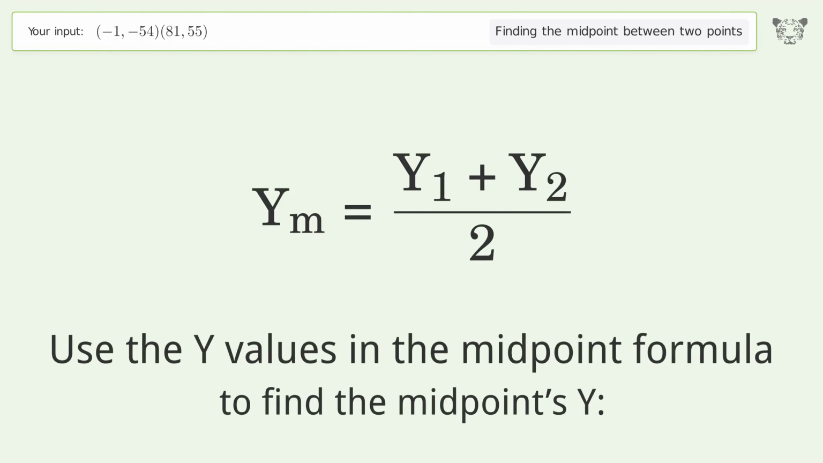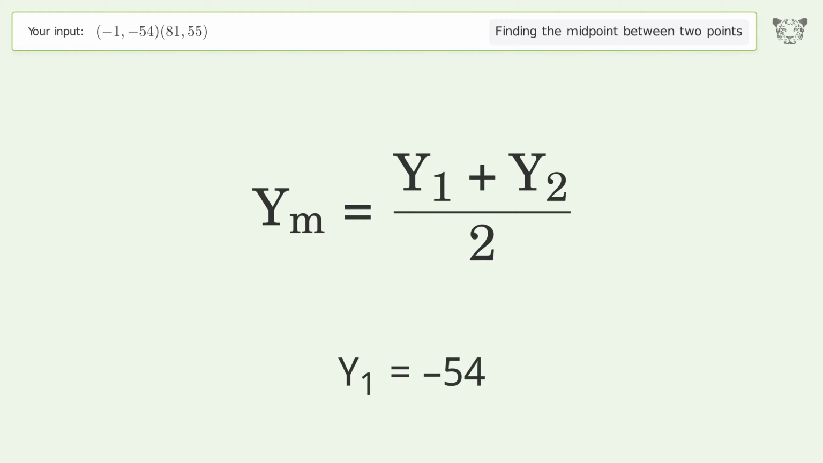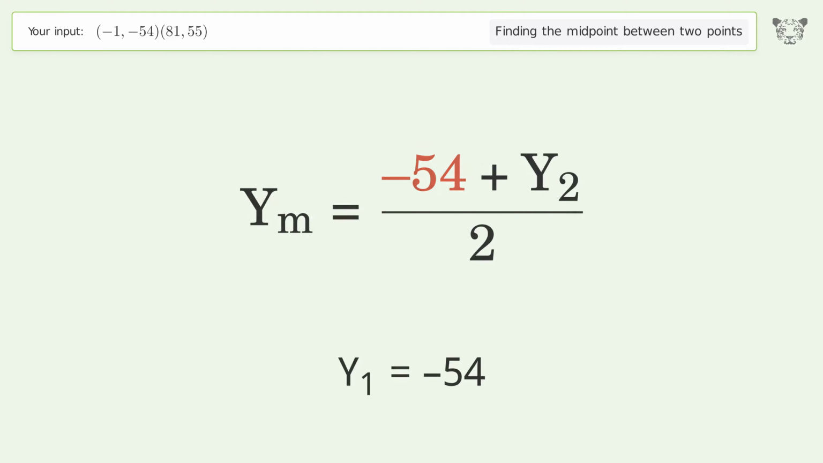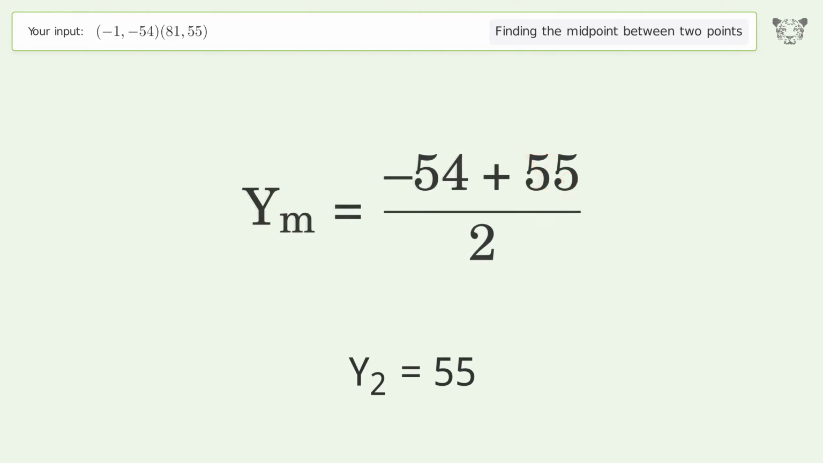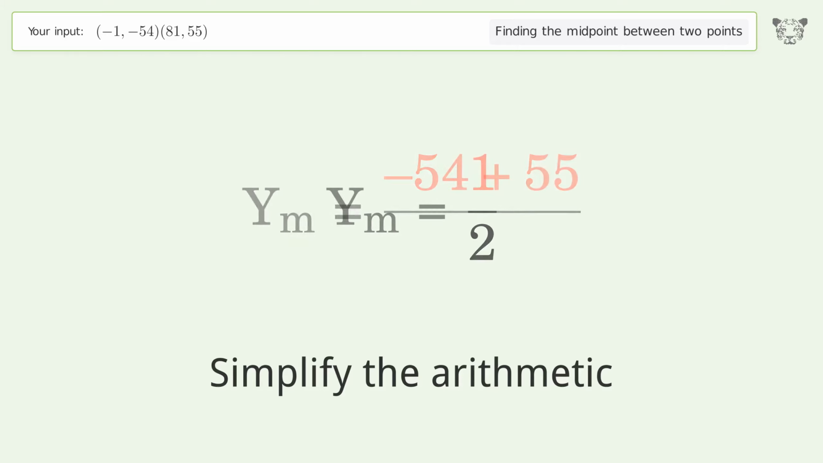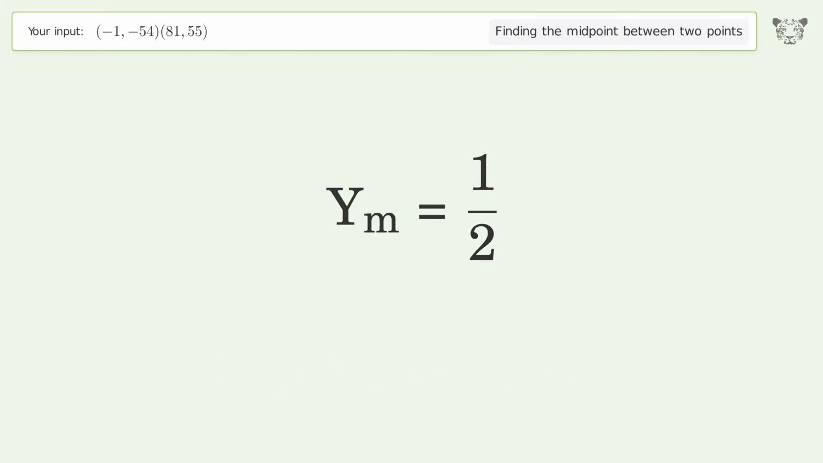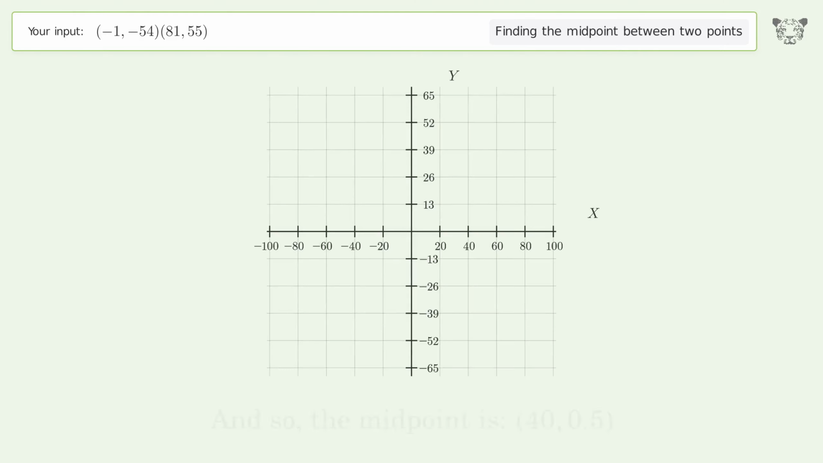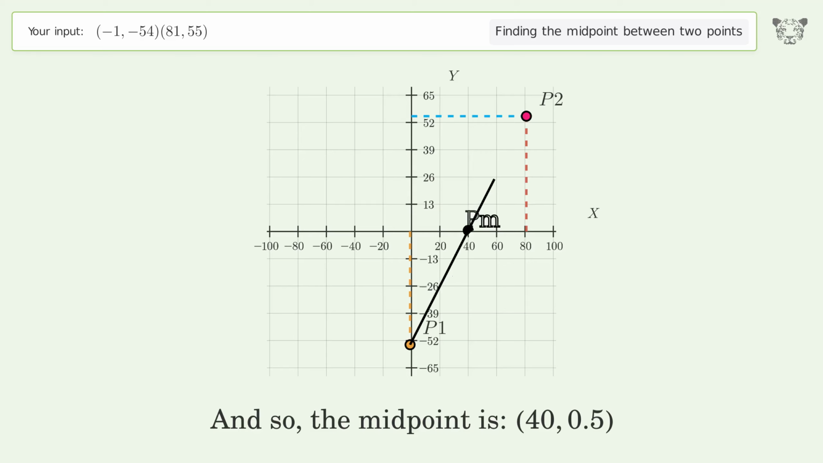Use the y values in the midpoint formula to find the midpoint's y. y1 equals -54. y2 equals 55. Simplify the arithmetic. And so, the midpoint is (40, 0.5).